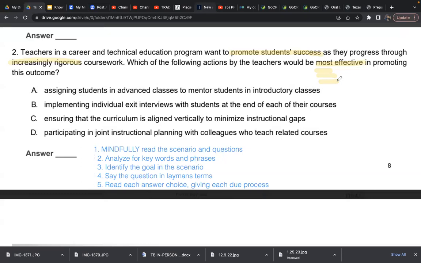So we have assigning students in advanced classes to mentor students in introductory classes, implementing individual exit tickets with students at the end of each of their courses, ensuring that the curriculum is aligned vertically to minimize instructional gaps, participating in joint instructional planning with colleagues who teach related courses. Okay, so we went through all of them. I want you to see if you can find one where you say, I'm going to bet myself that's not the right answer, and this is why. Which one is not, you said? Yeah, but we're going to do all the nots first. We're going to process of elimination it out.